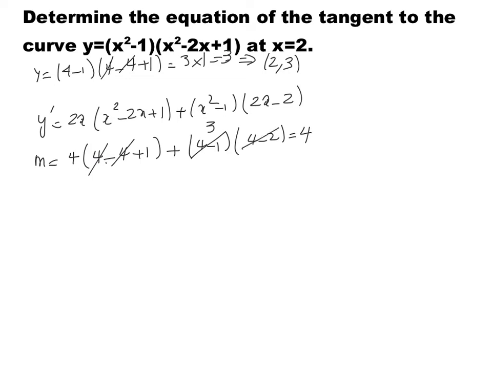4 minus 2 is 2. So 2 times 3 is 6. So plus 6 is 10. So this means that the equation of tangent becomes mx, which is 10x plus b.